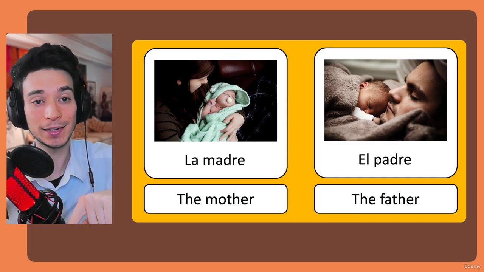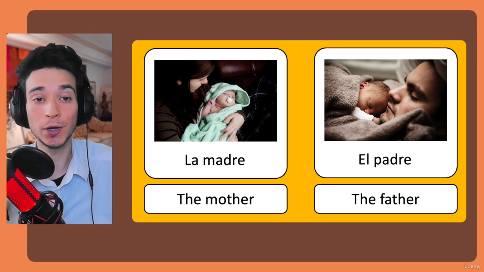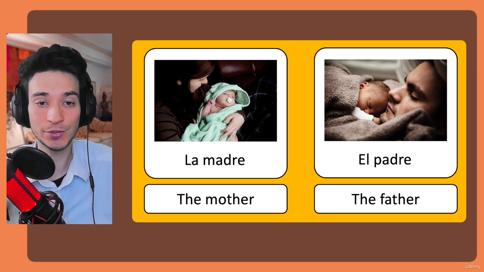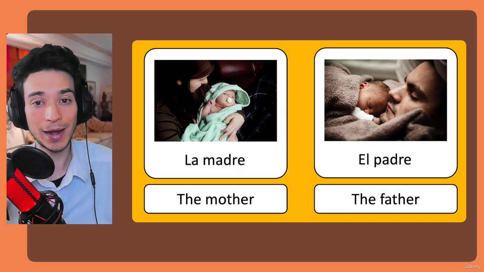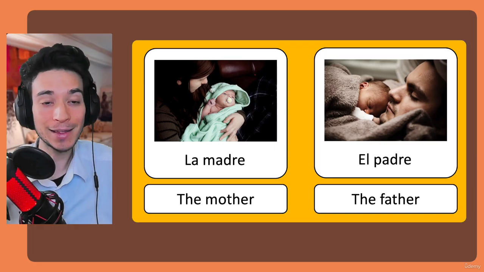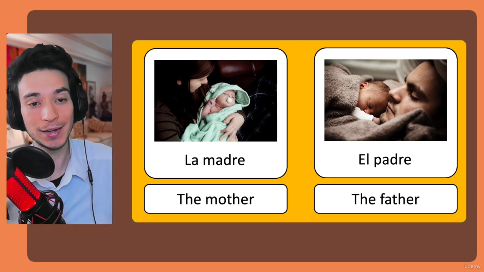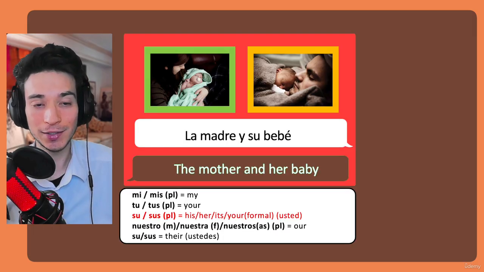El padre, the father. And an easy way to remember these ones is that madre starts with the letter M, like mamá, mama, mamá. And padre starts with the letter P, like papá, papa, papá. So madre M, padre P. Okay, let's try the examples.